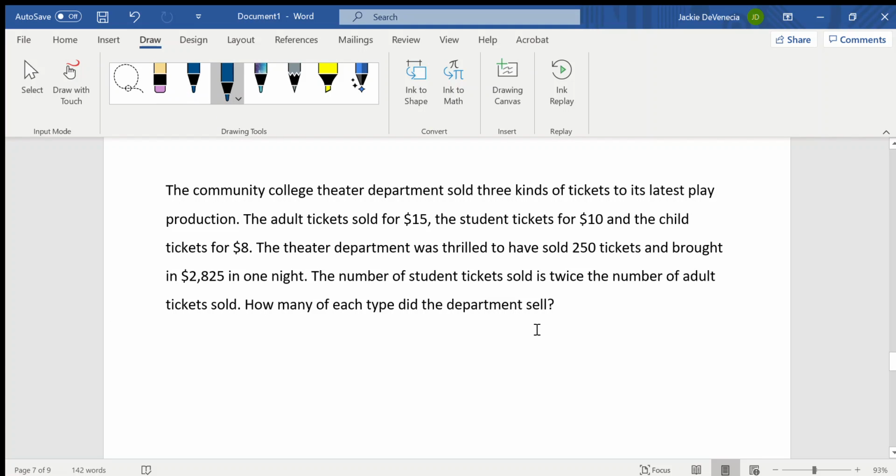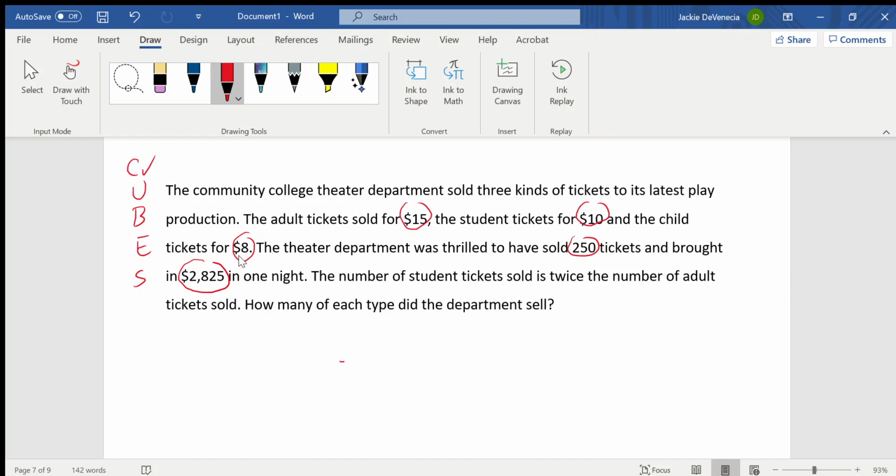Okay, so now we're going to review using systems of equations to solve word problems. In this type of word problem, you always want to start the same way. You just want to go ahead and annotate, and you can use annotation with cubes. So you want to circle the numbers: 15's here, 10's here, 8's here, 250, 2,825. And then you want to underline the question. So let's actually read this problem first.